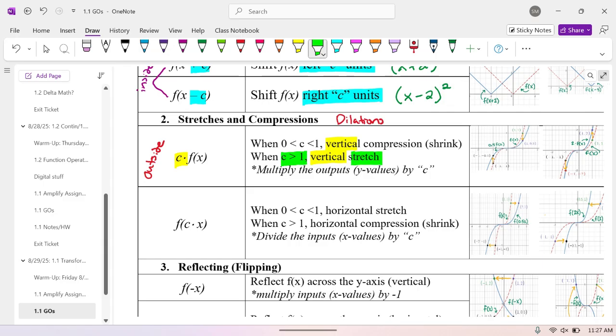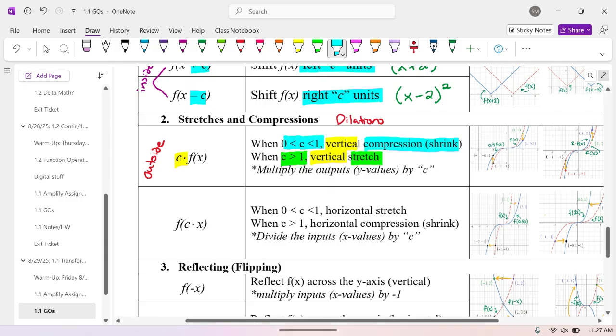Now, if our C value is between 0 and 1, what type of number is that? It'd be a decimal or a fraction. So in other words, it would be a true fraction, meaning numerator is smaller than denominator, or it would be a decimal where your ones place is 0. So like 0.5, 0.25, like that. So that would give us a compression, which just means shrink.